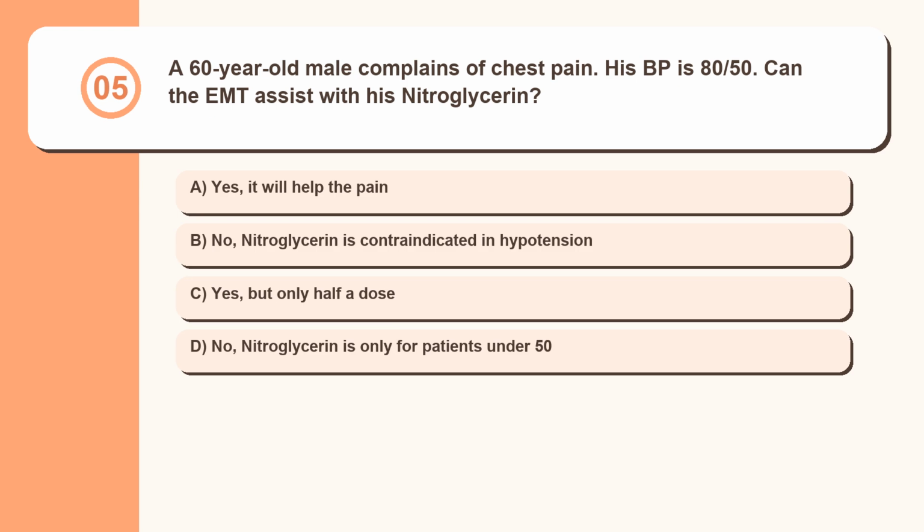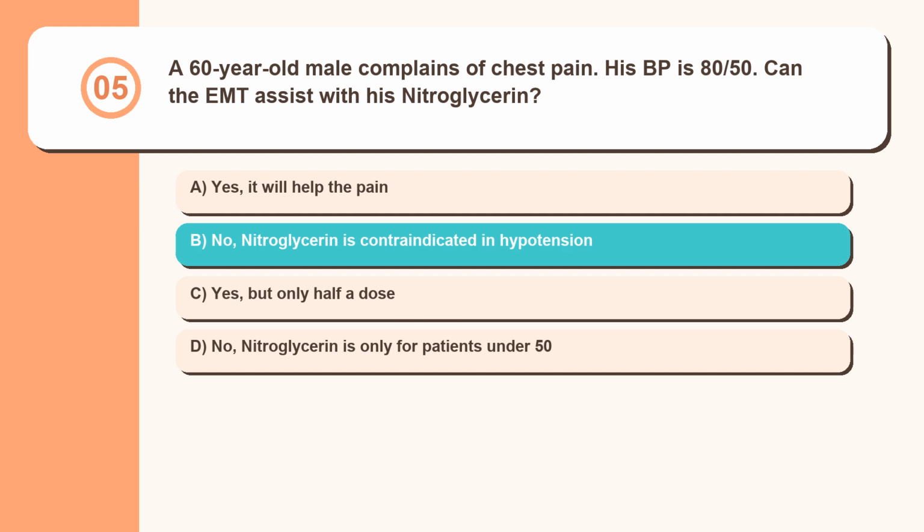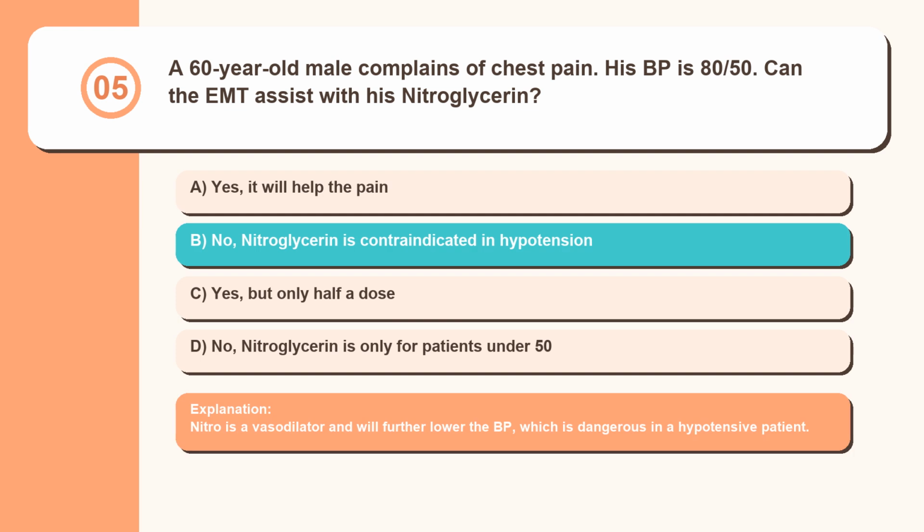Question 5. A 60-year-old male complains of chest pain. His BP is 80/50. Can the EMT assist with his nitroglycerin? Yes, it will help the pain. No, nitroglycerin is contraindicated in hypotension. Yes, but only half a dose. No, nitroglycerin is only for patients under 50. Nitro is a vasodilator and will further lower the BP, which is dangerous in a hypotensive patient.